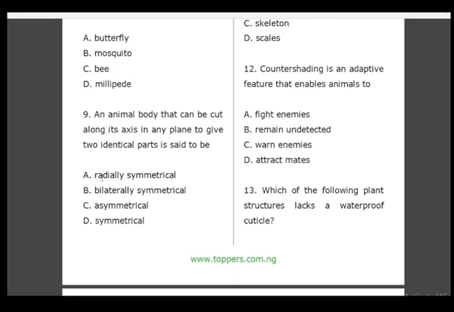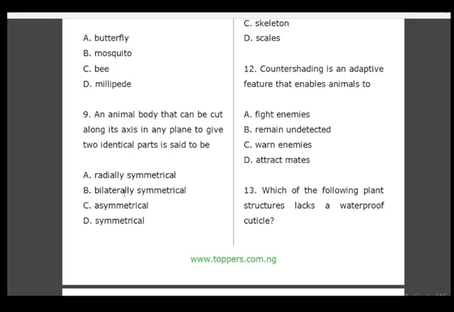When you cut any animal body at a radially symmetrical point, passing through a particular axis on the body of that organism, any which way you cut it, you will be having two identical parts from any angle with which you cut it. In as much as it passed through that particular axis, you will be having a radially symmetrical object, because the two parts will be identical. So that is the answer to our question.